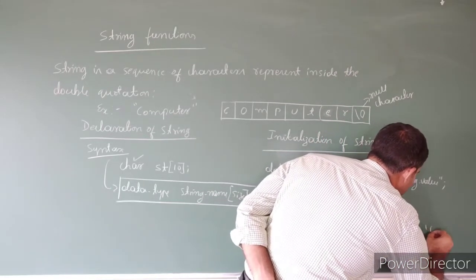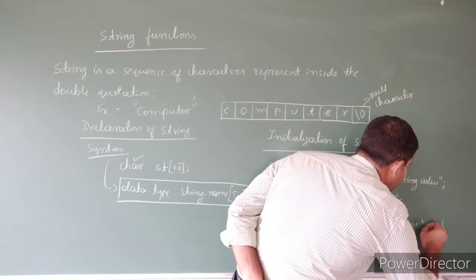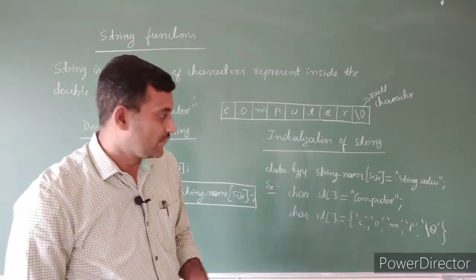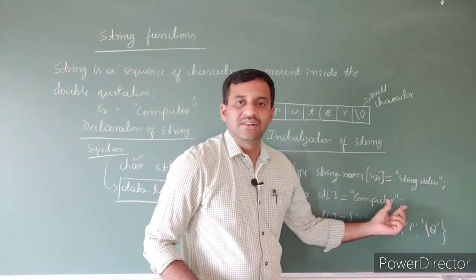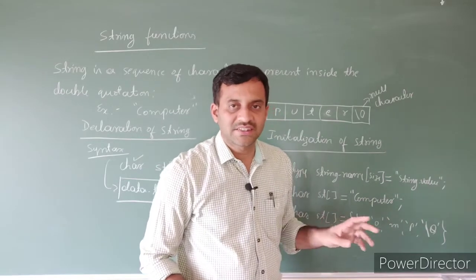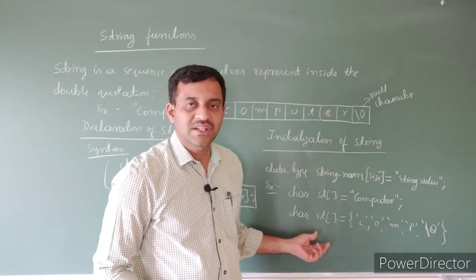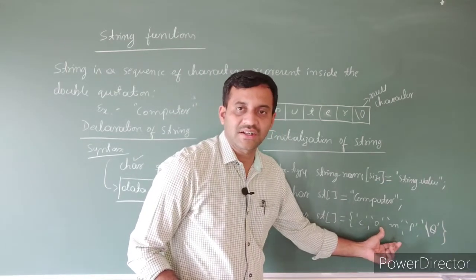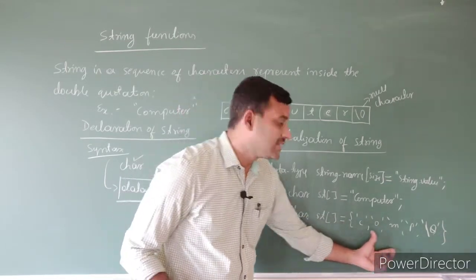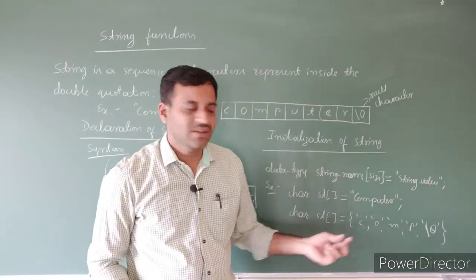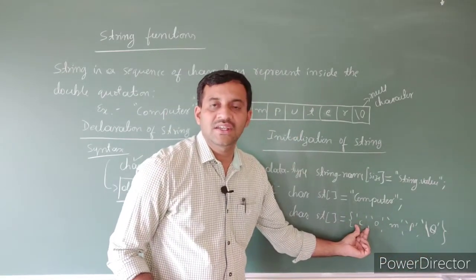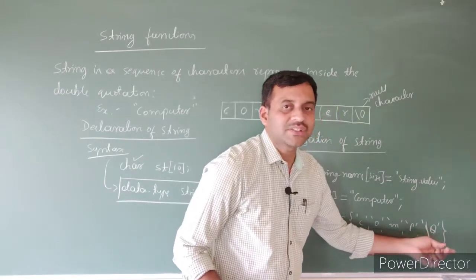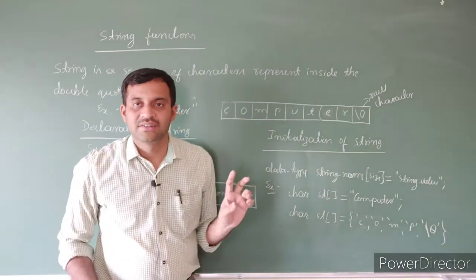If it is characters individually, explicitly we have to place the null character at the end of the initialization. If it is in double quotation, the null character insertion is not necessary. If we have to initialize with individual characters, all characters must be written inside the curly braces. Then each character is enclosed in single quotation. Moreover, the last character must be a null character.